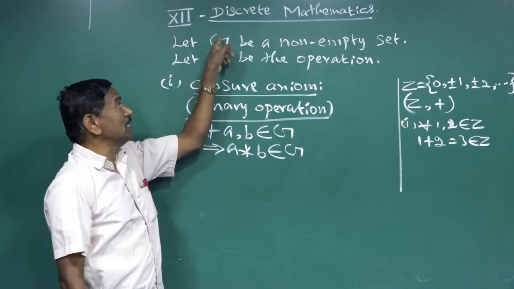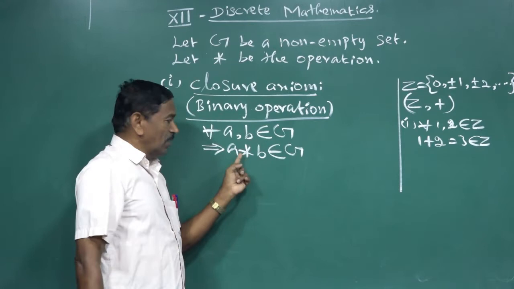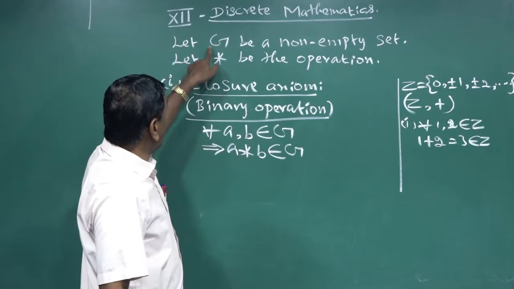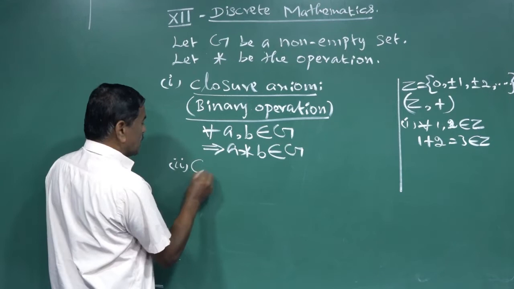Listen, it is very simple. Select any two elements in the given set, and we put the given operation star, and we are going to get one answer. This answer also belongs to the given set. Therefore, the closure axiom is true. Therefore, star is a binary operation on G. Likewise. Okay, first one completed. Now listen carefully. The second one is the commutative axiom.